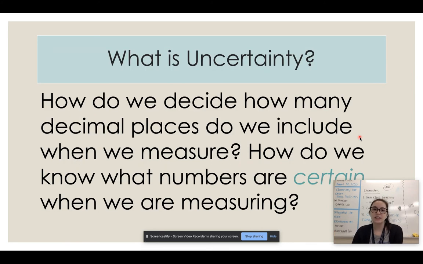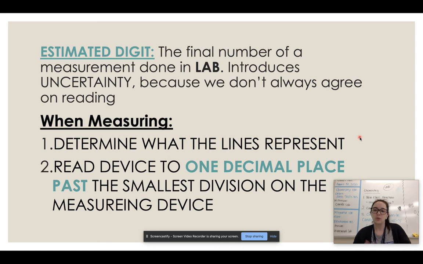So uncertainty is like, what is it? How do we decide? How many decimal places do we include? How do we know what numbers are certain when we are measuring? A good way to note is that no matter what, we're always going to have an estimated digit when working with uncertainty. When you're in the lab, the final number that is done is always your estimated value. This is what introduces our uncertainty because we don't always agree on the reading.